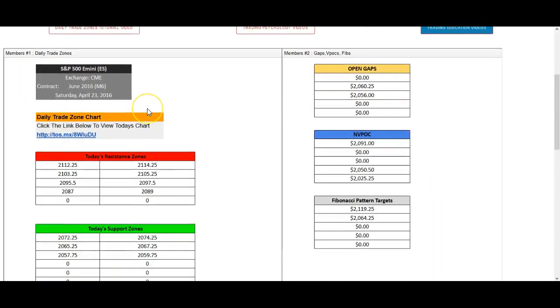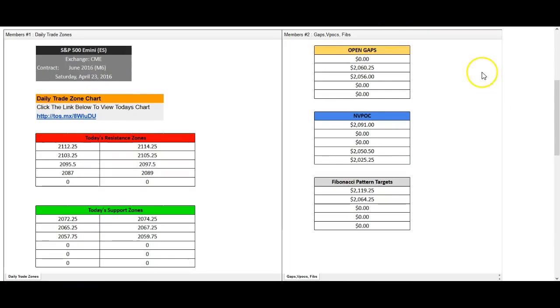So now let's get into the trade zones. Every day after the market closes, this is where everything will be updated in real time. You can see we're filming this on Saturday, April 23rd, 2016.